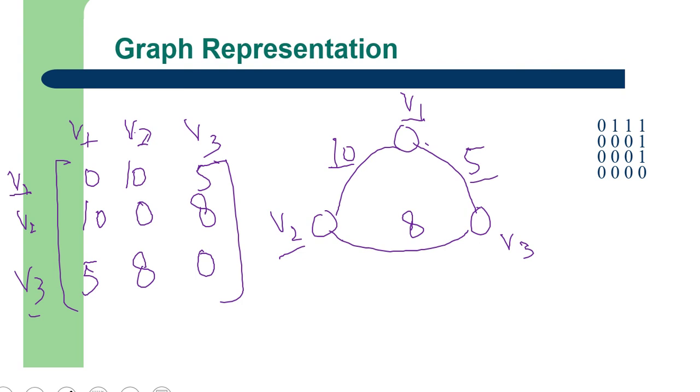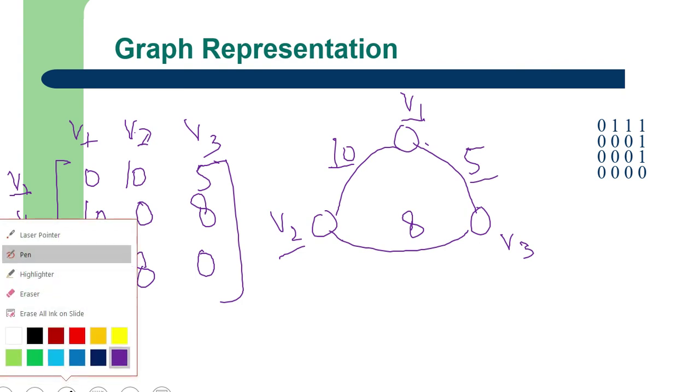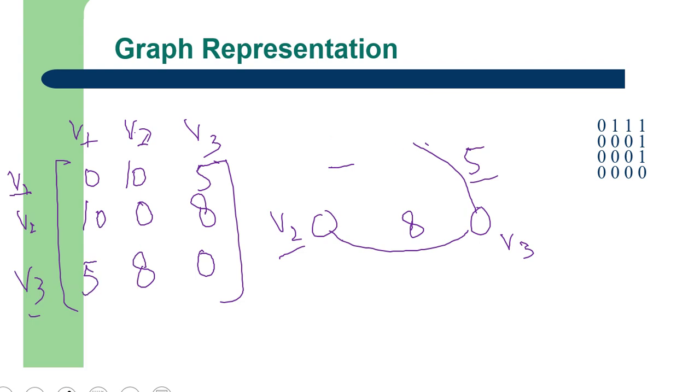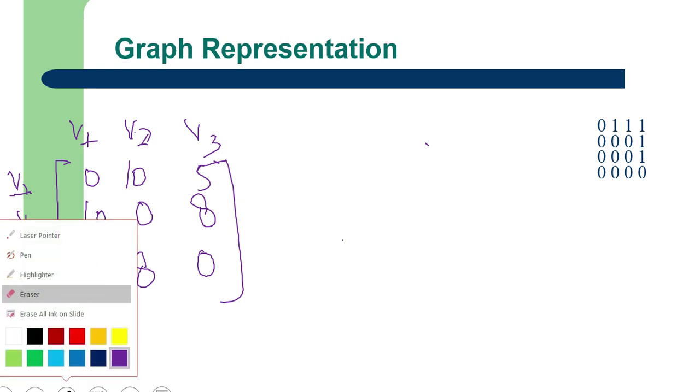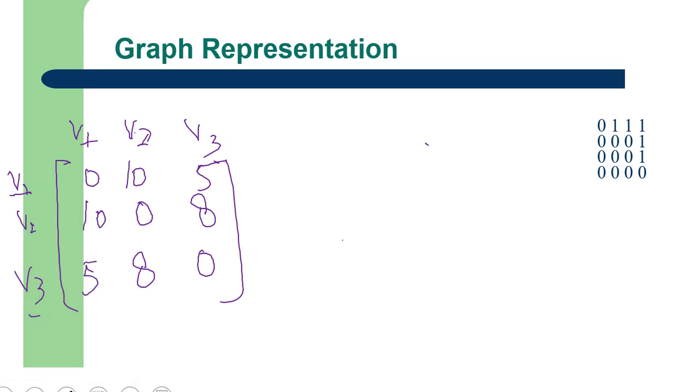So this is an adjacency matrix. We can represent a graph using an adjacency matrix. If we are given an adjacency matrix, we can draw a graph. For example, if we are only given an adjacency matrix, from here we can draw a graph. First of all, we will write the total number of vertices. So the total number of vertices is 3: vertex v1, vertex v2 and vertex v3.